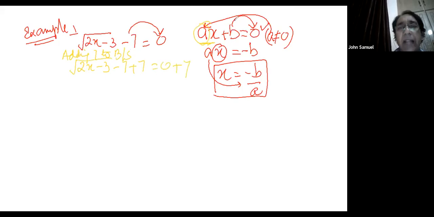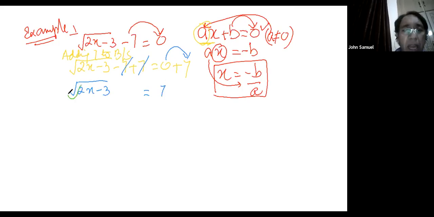We can cancel here. Minus 7 plus 7 are the reciprocal of each other, so they cancel with each other. So the square root of 2x minus 3 is equal to 0 plus 7. We will get 7 only. Now, what to do? You are already familiar. Now we have a radical sign.